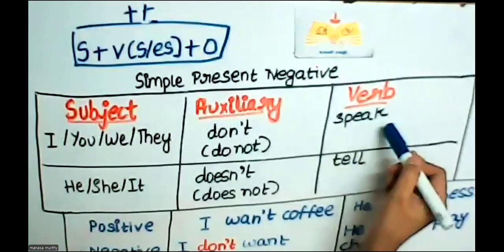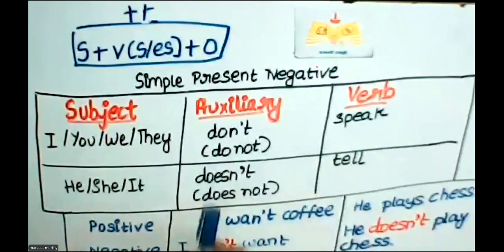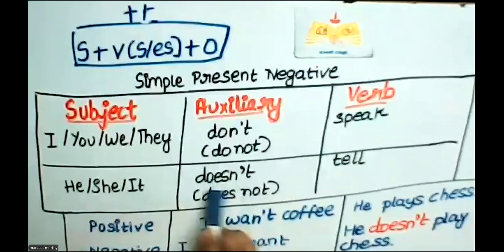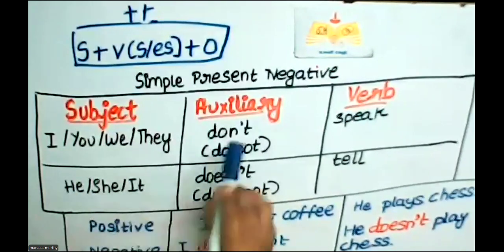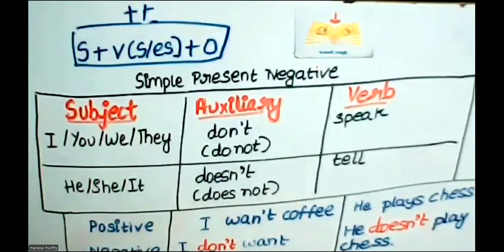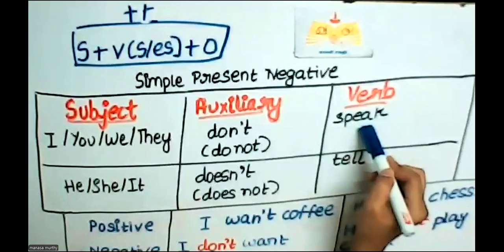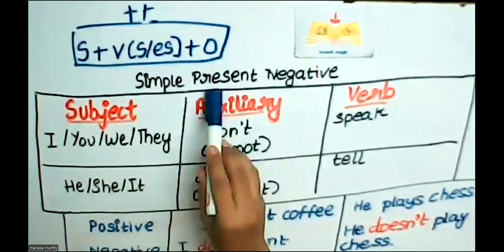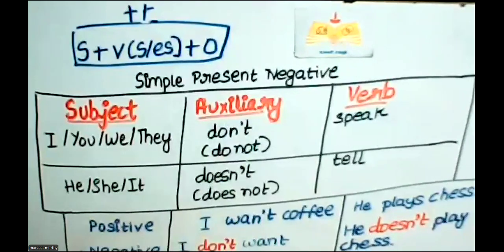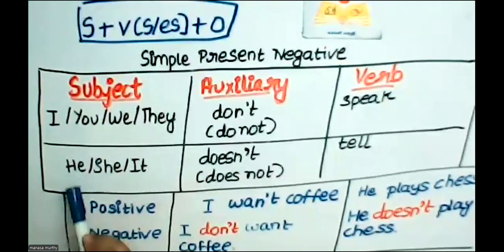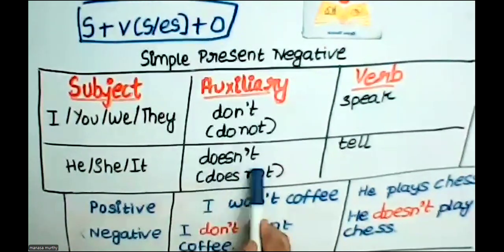So if at all the verb is tell, after these subjects, any of these subjects, we use don't. We don't use doesn't. For these subjects, we need to use the auxiliary verb don't, and doesn't isn't used. After that, the verb retains its base form itself. This structure is for simple present alone. If the subject is he, she, or it, we use doesn't.